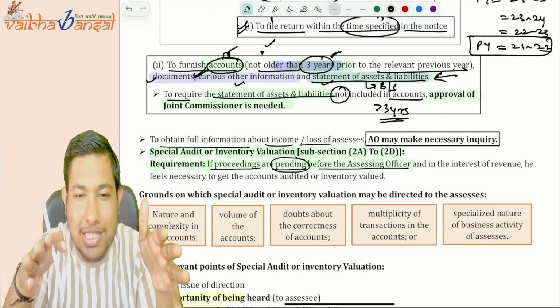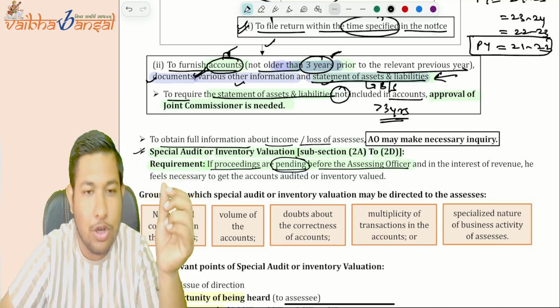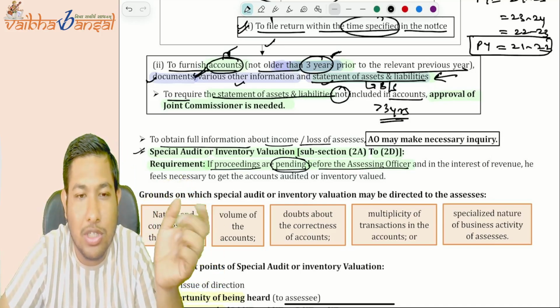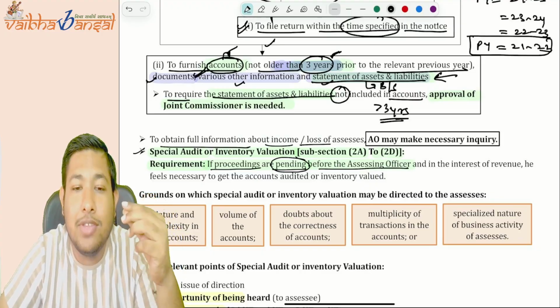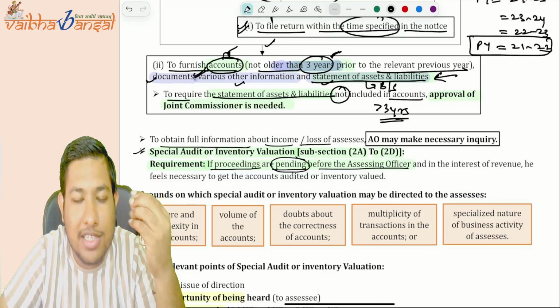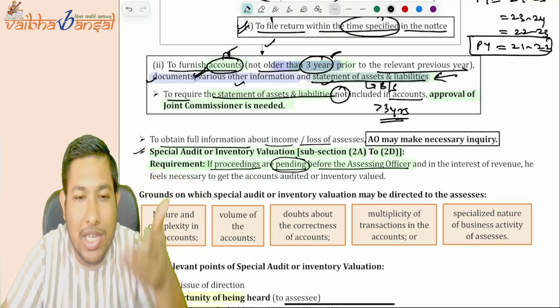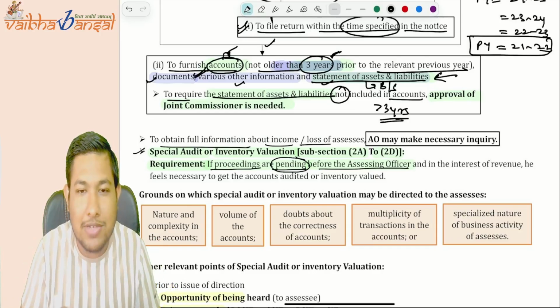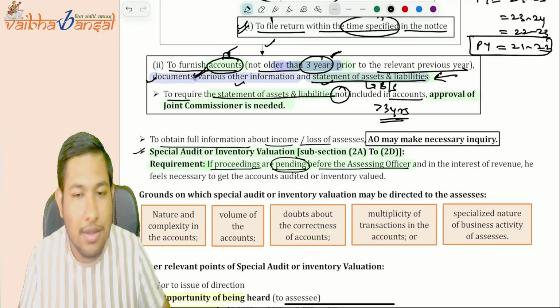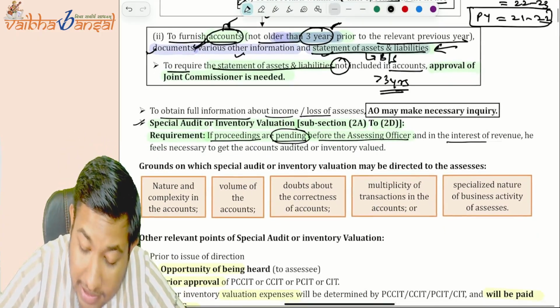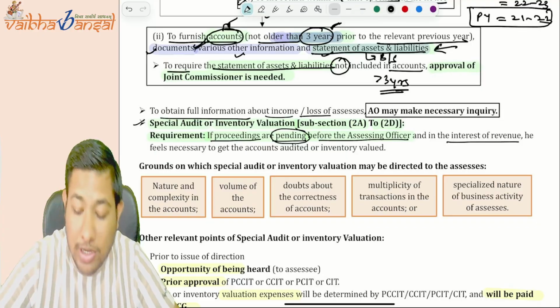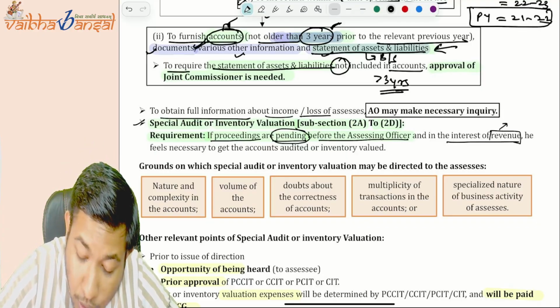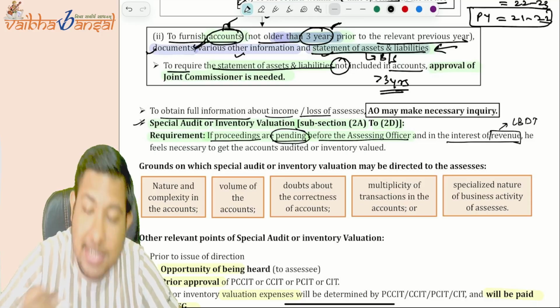If there is an assessment going on, then only the assessing officer can ask for the inventory valuation or the special audits. If the assessment proceedings are over, then what is the point of asking for the inventory valuation? They can only be asked when the proceedings are pending. Correct. And in the interest of the revenue. The revenue means what? The Income Tax Department, that is CBDT.